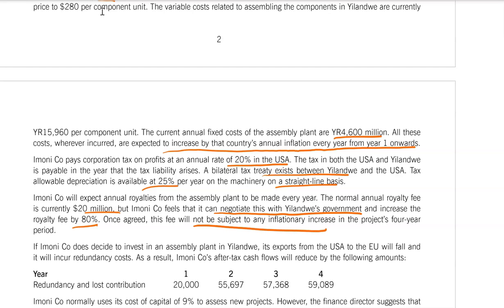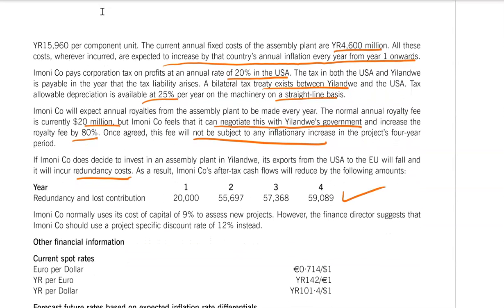If the company does decide to invest in the assembly plant in Yilandwe, exports from the USA to the European Union will fall and it will incur redundancy cost. So this is the parent company expense. Obviously, if the parent company starts a new factory in Yilandwe, at the previous factory your production will fall and you have to make a few employees redundant, and these are the redundancy costs.